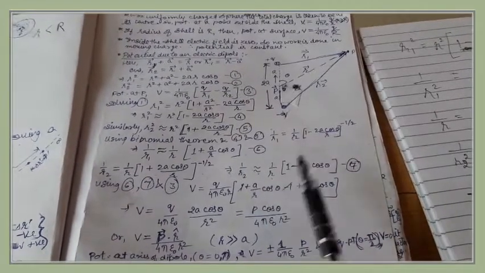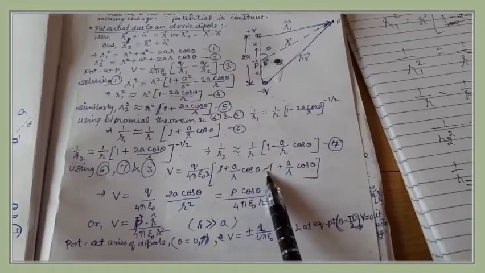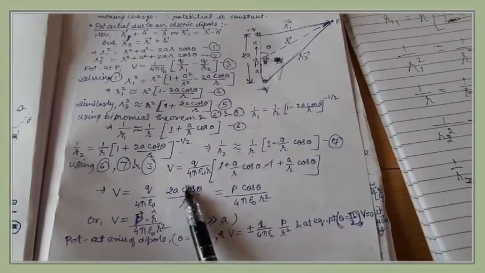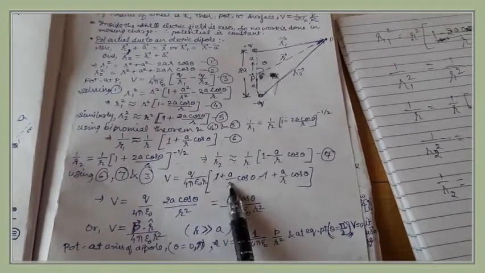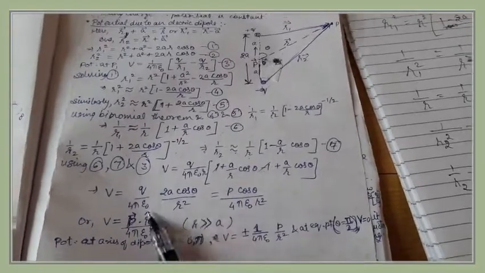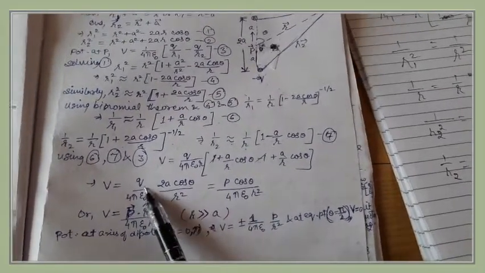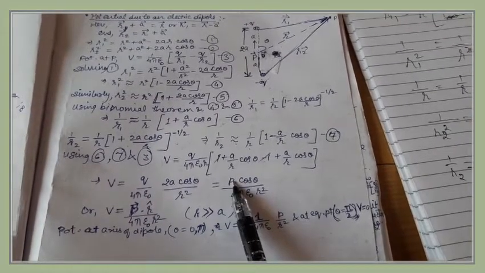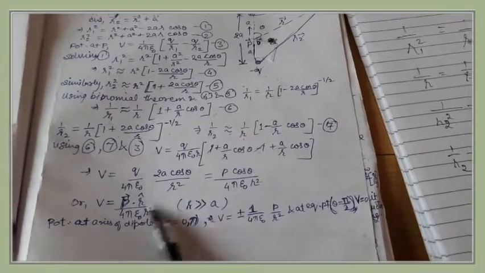We put the values of 1 by r1 and 1 by r2, and when we solve, we see that 1 gets cancelled, and all we have is q upon 4 pi epsilon r, into 2, because they add up, 2a cos theta by r. So the r and r become r square. Now q into 2a can be written as p. That's why p cos theta upon 4 pi epsilon r square.